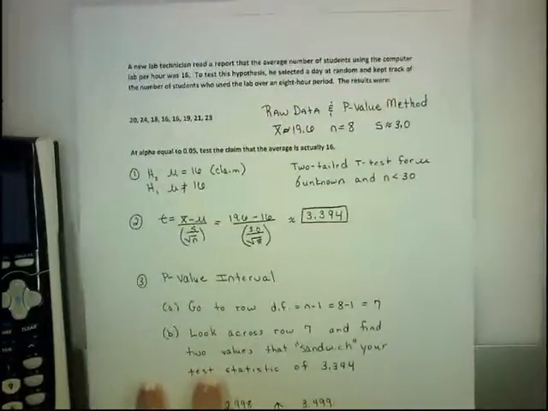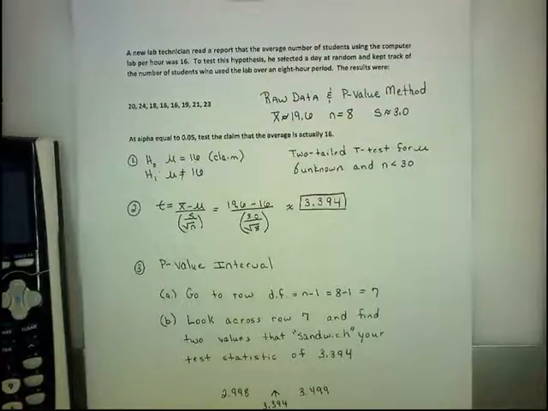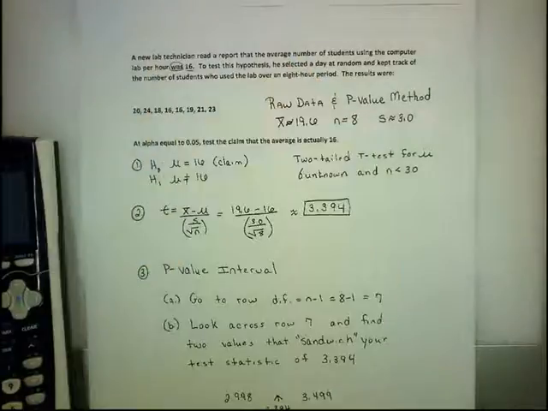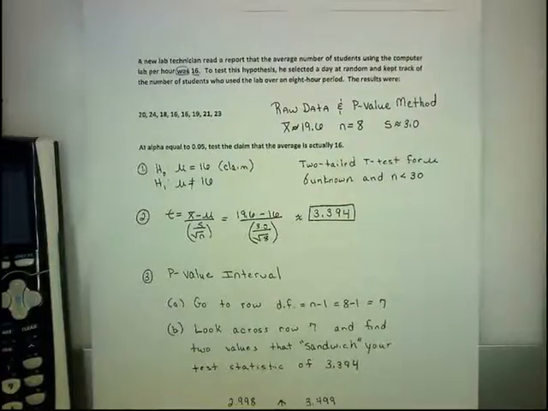Next problem is also a p-value problem, but it is a t-test problem, and it's raw data. So I'll show you this. A new lab technician read a report that the average number of students using the computer lab per hour was 16. To test this hypothesis, he selected a day at random and kept track of the number of students who used the lab over an 8-hour period. The results were as follows.